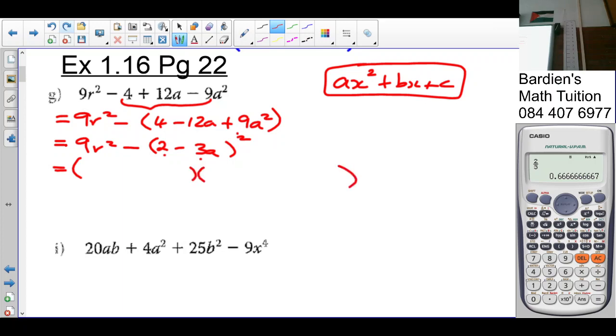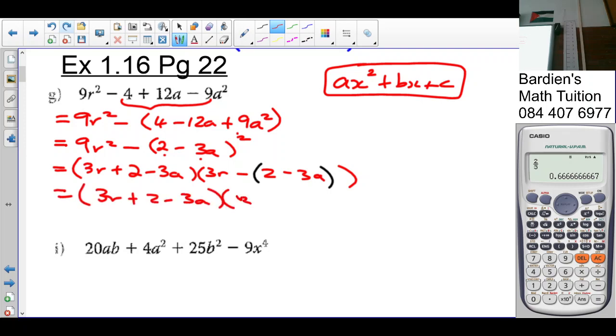So that will give us the square root of 9r squared, 3r, 3r. The square root of 2 minus 3a all squared is 2 minus 3a. And here we must have a bracket because of the negative sign. That's simply going to give us 3r plus 2 minus 3a, 3r minus 2 plus 3a. Okay.